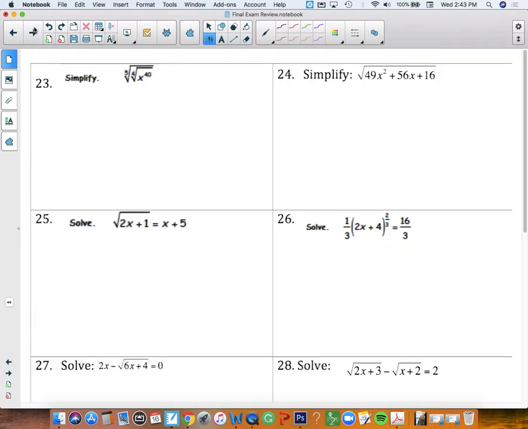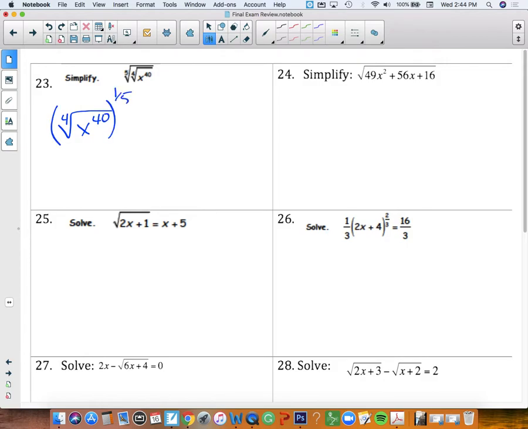Next page. All right, up on the top, simplify. That one's kind of interesting. All right, so you have the fifth root and the fourth root of x to the 40th. You won't see something like that on the final. It's just kind of an extra problem. So you can think of it like this. So fifth root turns into 1/5. So I would have something like this.